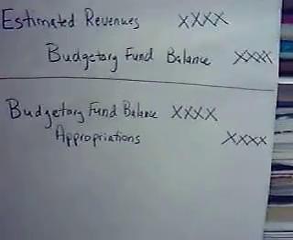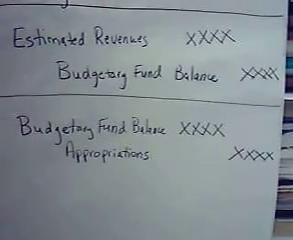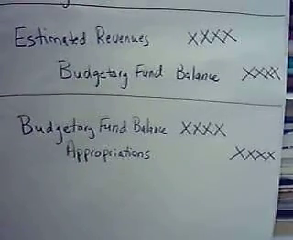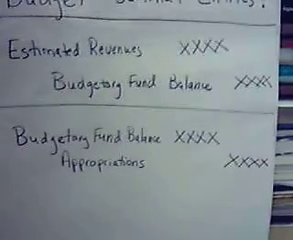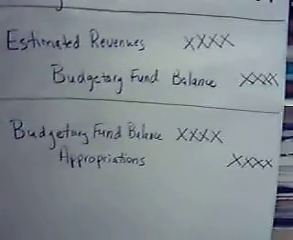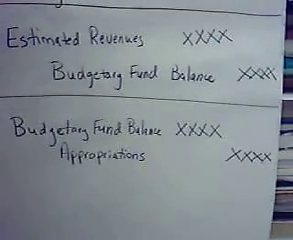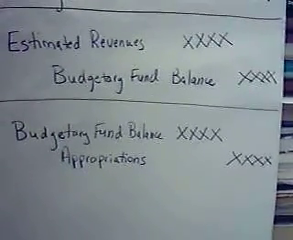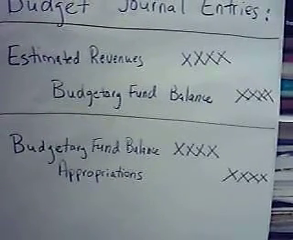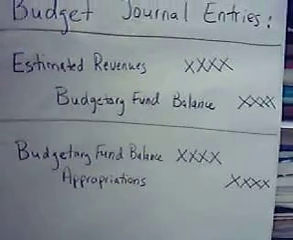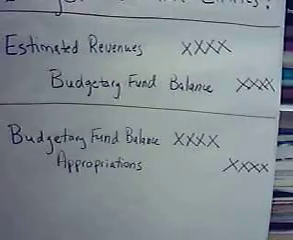Okay? The opposite now for the appropriations, or budgeted expenditures, are going to be credited. That's the bottom line down there, and the budgetary fund balance will be debited. Again, expenditures or expenses, typically we would see them being debited, but your appropriations or budgeted expenditures are going to be credited. Okay, let's just quickly review. Estimated revenues, debited. The offsetting entry, budgetary fund balance, is credited. When the appropriations are budgeted, the budgetary fund balance is debited and the appropriations are credited.